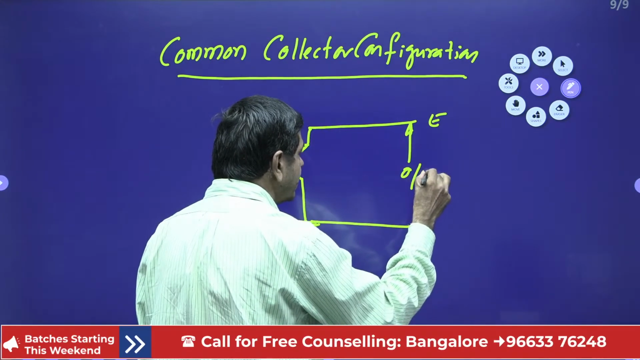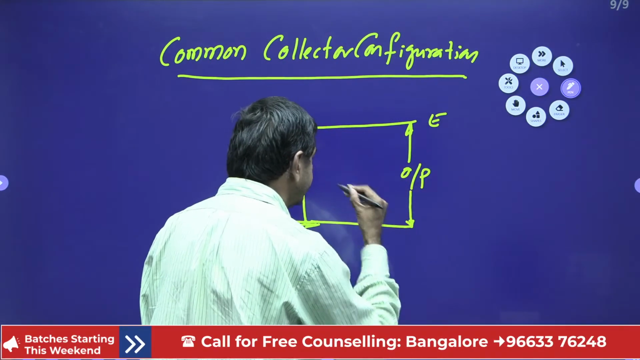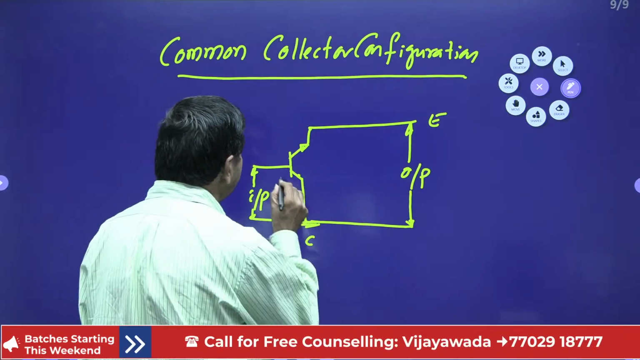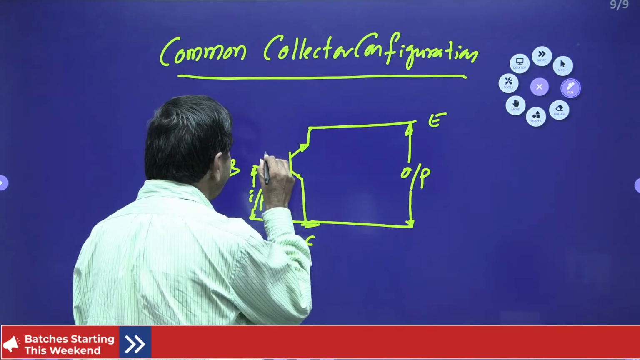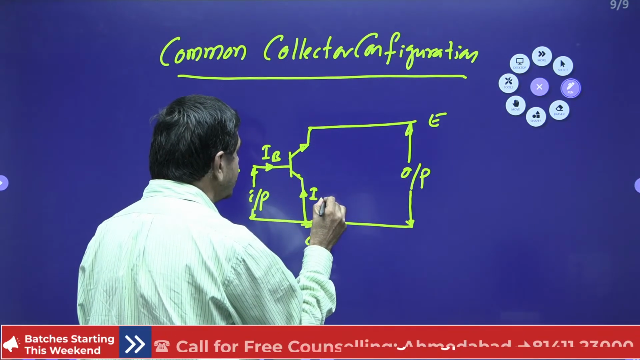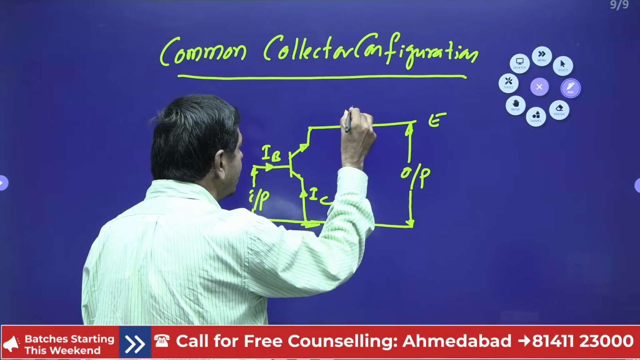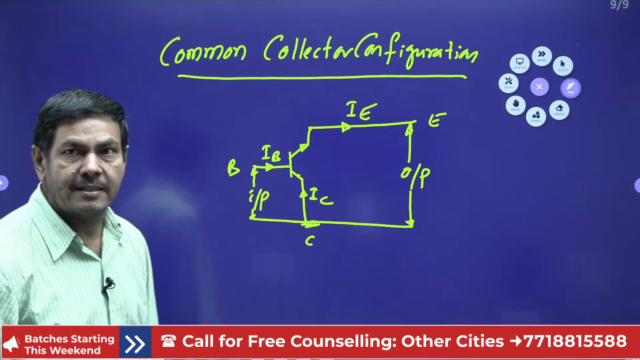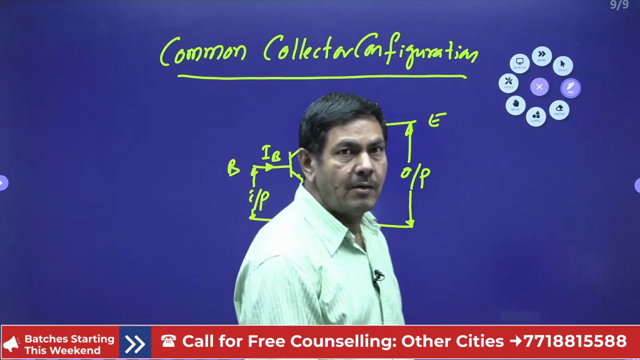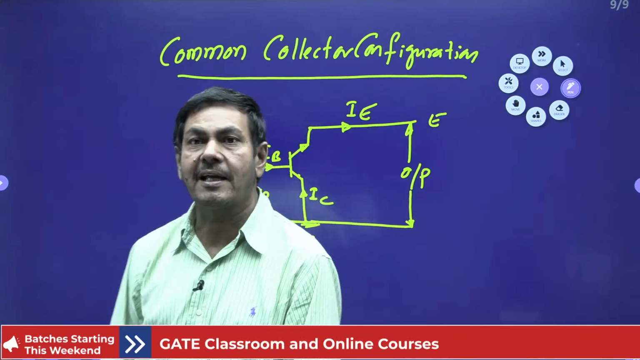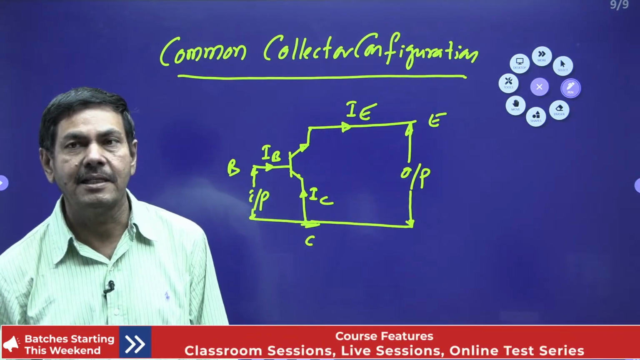So every configuration you must know in electronic devices. This current I can call IB, this current I denote by IC, and this current I denote IE. These three currents are required. Now, when should we use the common collector configuration in our practical applications?